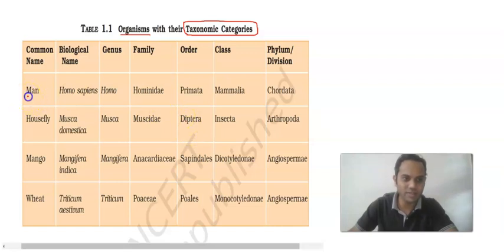Out of that, the first example is man, that is we people. The second example is housefly, which we see in our home. Then the third example is a very famous example, mango, and the last one is wheat. So basically there are 4 different examples given in your textbook, and a question might be asked on this.